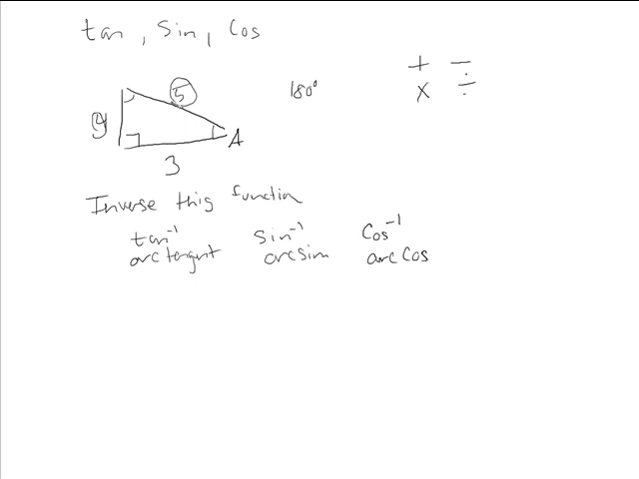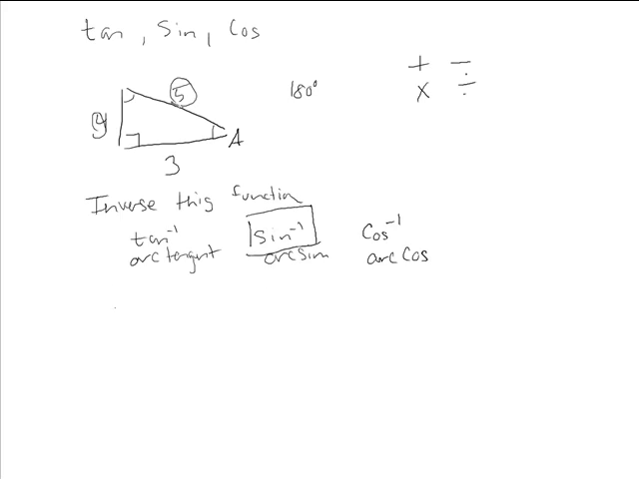Now each of these inverses still deals with the same sides as their regular functions. So tangent still deals with opposite and adjacent. Sine is still dealing with opposite and hypotenuse. And cosine still deals with adjacent and the hypotenuse. So in this case, I'm dealing with the opposite side and the hypotenuse. That means that I'm going to be dealing with arcsine or inverse sine.